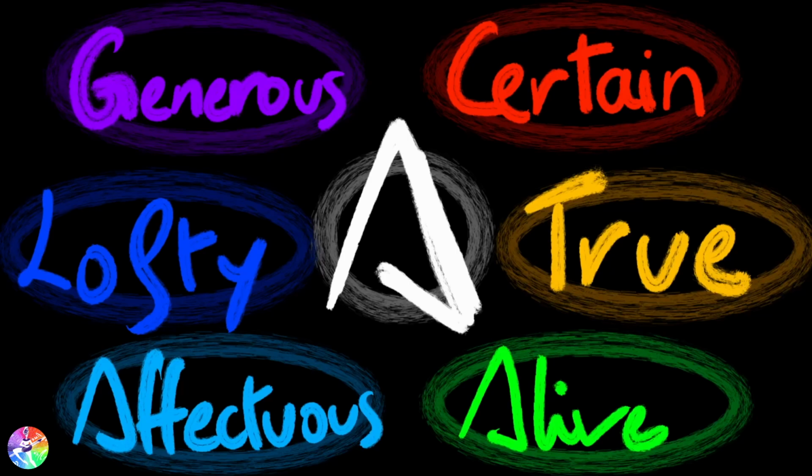How do you create a gorgeous or admirable antagonist? Well, you have 6 paths to follow. The certain path, the truthful path, the alive path, the affectuous path, the lofty path, and the generous path.